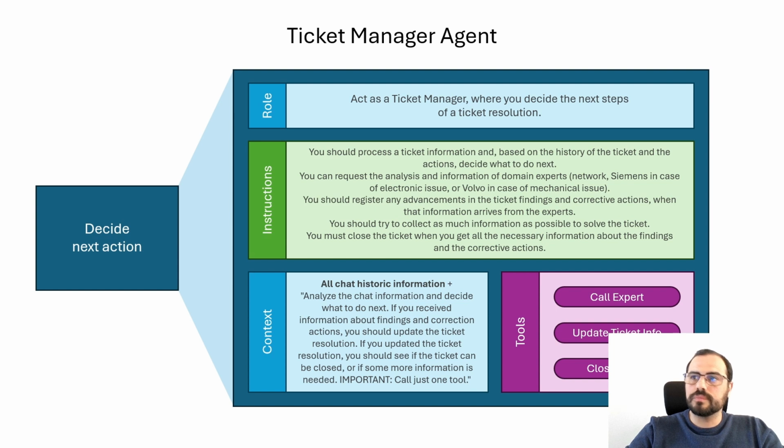And for the tools, basically I'm giving him 3 tools. Call an expert, where he can call a specific expert, and he gives in the parameters what agent or what expert he wants to call. I'm giving him the tool also of updating a ticket info, and finally the tool of closing a ticket. So these are the 3 tools that he has. And now we are going to see how I implemented this in OutSystems and try the application.